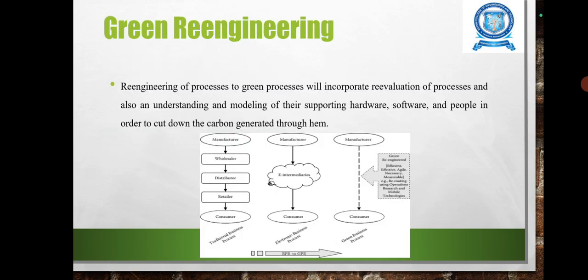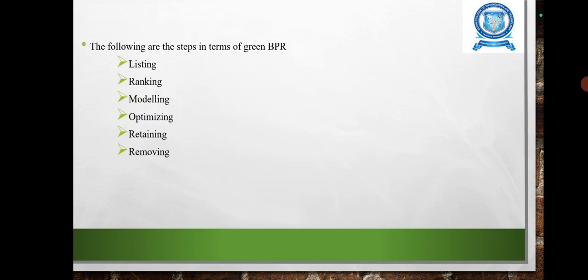Next one is green re-engineering. It is a process to green a process, which will incorporate re-evaluation of processes, and also an undertaking and understanding of the modeling of their supporting hardware, software and people in order to cut down the carbon generated through them. Here are the following steps in green business process management.